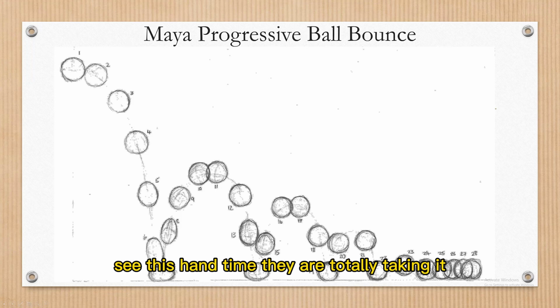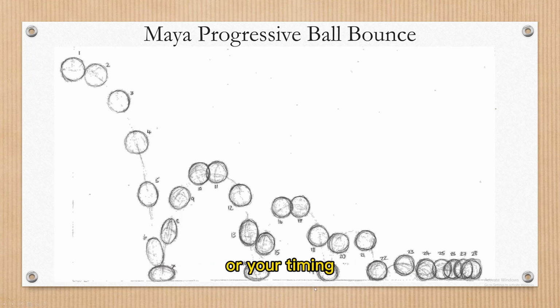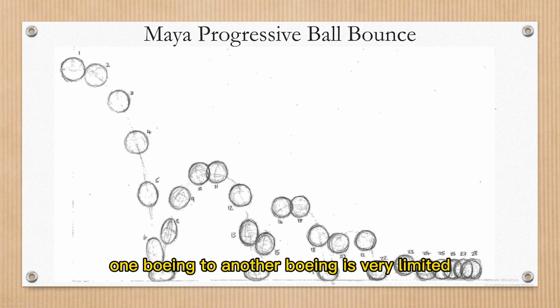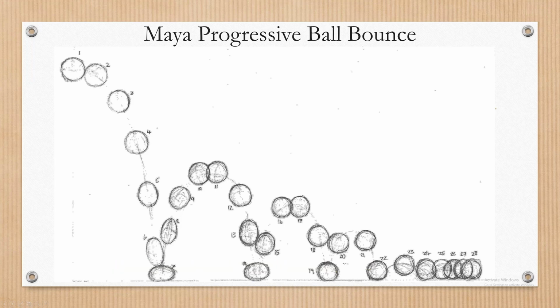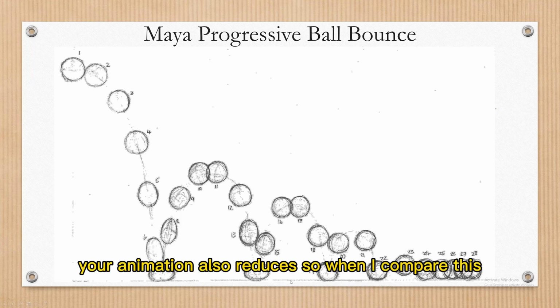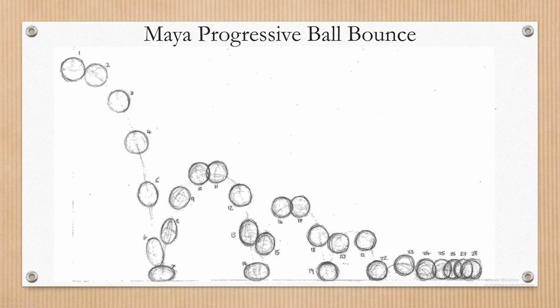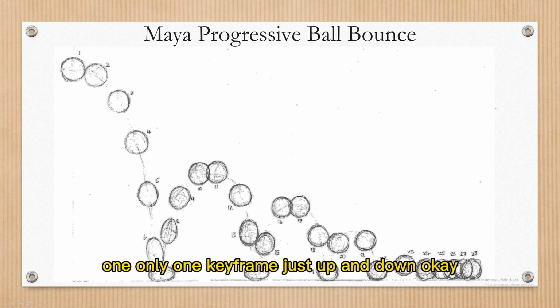See this hang time, they are totally taking it out. Can you see? Only the middle part is available. The reason behind it is that when the distance or timing between one bounce to another bounce is very limited, you cannot keep many keyframes. So when the timing reduces, the keyframes inside your animation also reduce. When I compare this bounce to this bounce, see how many keyframes. Here it's going up, again having a hang time, again coming down. At the next bounce, only one keyframe, just up and down.